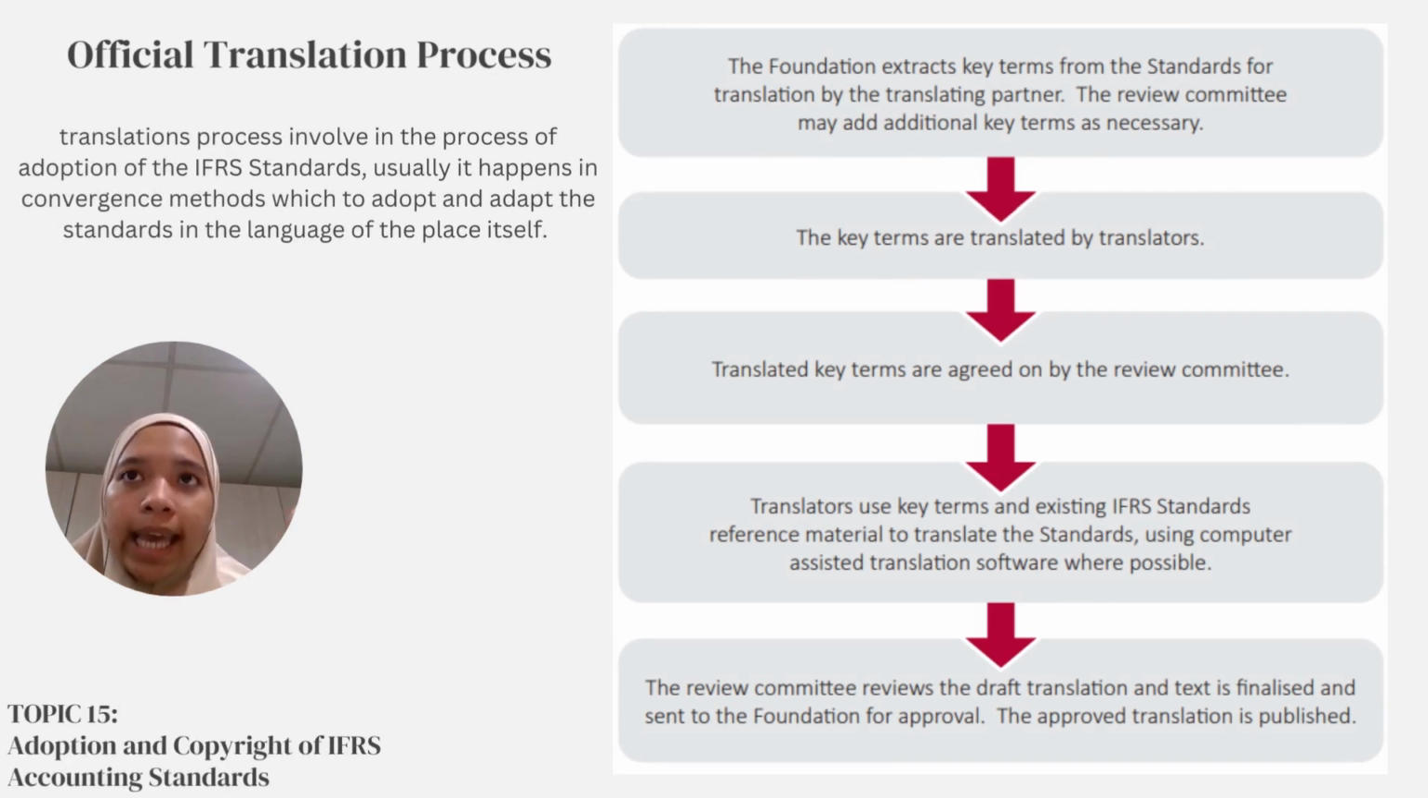Okay, so finally and last but not least is the official translation process. The official translation process is involved in the process of adoption. Usually it happens in the convergence method, when we want to adapt the standards to the country itself, with its language and so on. So they need the official translation process.